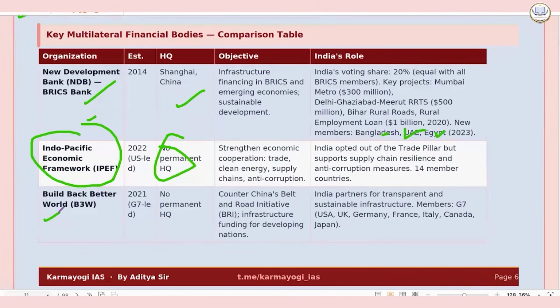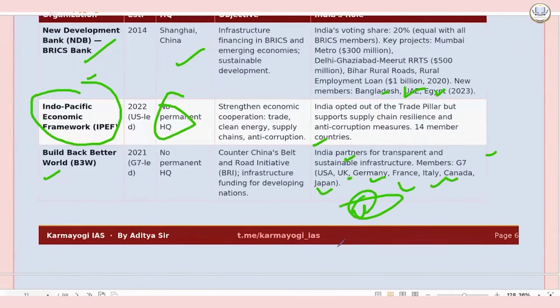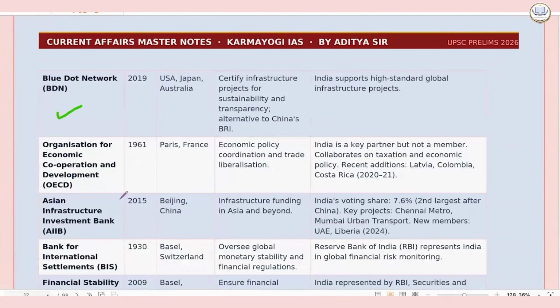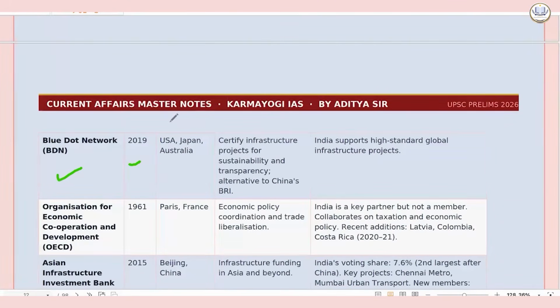Build Back Better World, that is G7-led, established in 2021, no permanent headquarters. This was just to counter China's BRI, Belt and Road Initiative, infrastructure funding for developing nations. India partners for transparent and sustainable infrastructure. Members are G7: USA, UK, Germany, France, Italy, Canada, Japan. These are the G7 countries. We have Blue Dot Network, 2019, USA, Japan, and Australia. It certifies infrastructure projects for sustainability and transparency, again trying to establish an alternative to China's BRI. India supports high standard global infrastructure projects.